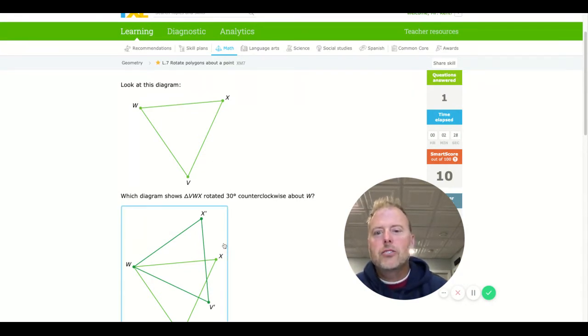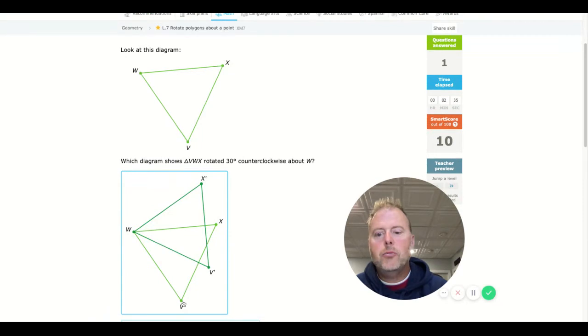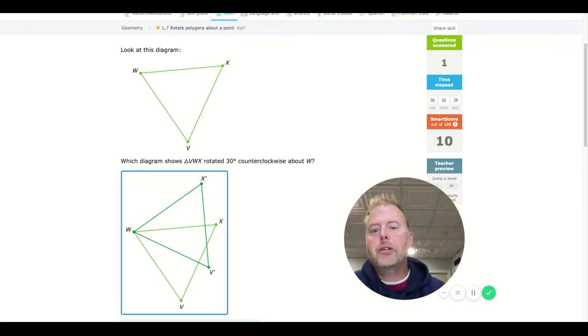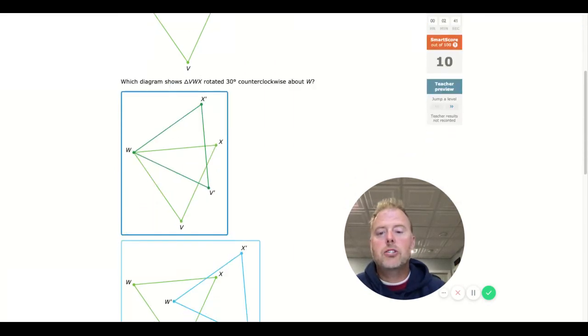Okay, so if I look at it here, X moved from here up there, and V moved from here up there. So that's going to make the most sense because that's probably, again, a 30-degree counterclockwise rotation.